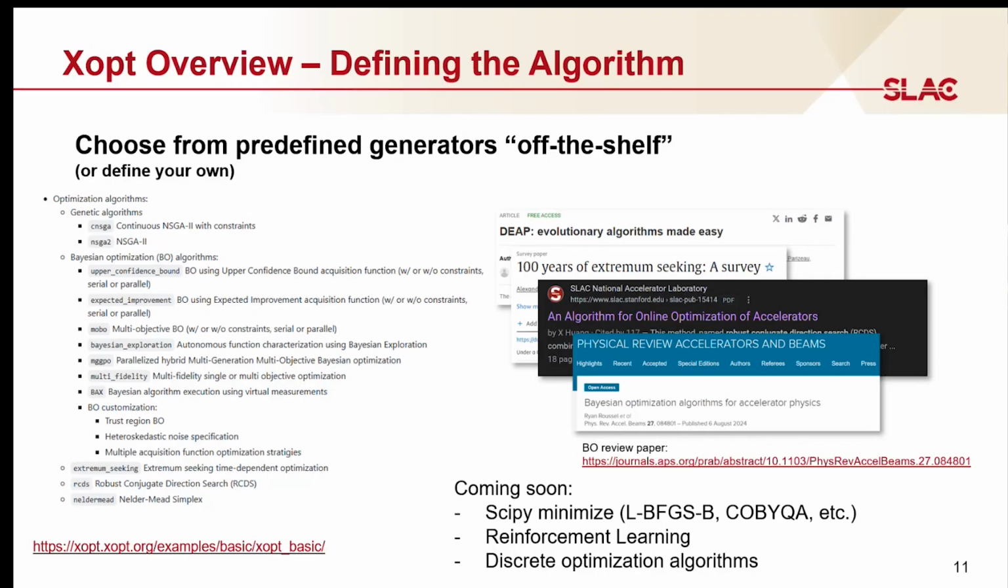And so these model-based optimization algorithms, there's a significant number of them incorporated for various optimization tasks that I'll talk about later in the talk. And then we have things like algorithms from control theory, such as extremum seeking, or heuristic-based optimization algorithms, such as RCDS and Nelder-Mead. And we're working towards incorporating additional optimization algorithms, such as those introduced by SciPy Minimize, things like reinforcement learning as we continue to develop our machine learning portfolio, and to start doing discrete optimization.